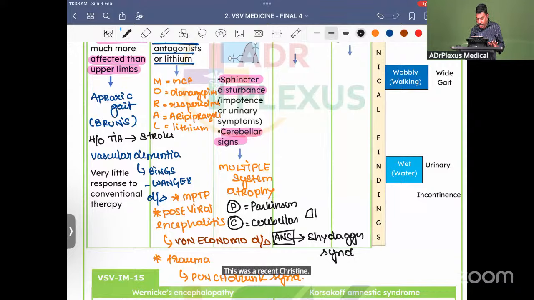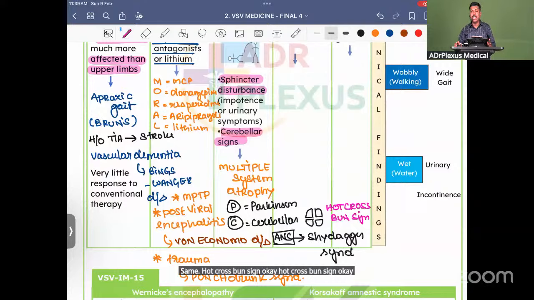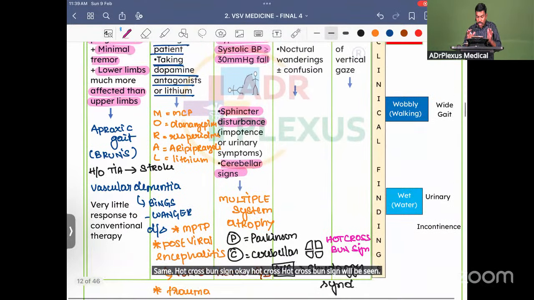In MRI, you get to see a hyperintensity in the cerebellum like this, and that is called the hot cross bun sign. Hot cross bun sign will be seen. Okay, so this is about the thing.